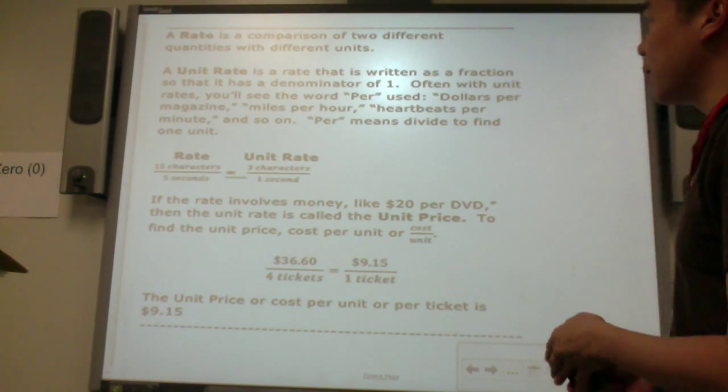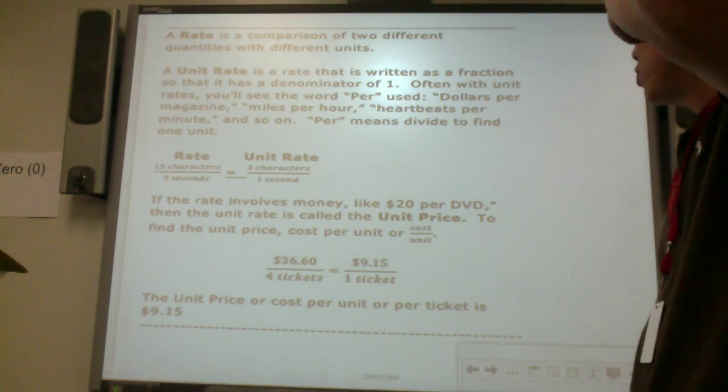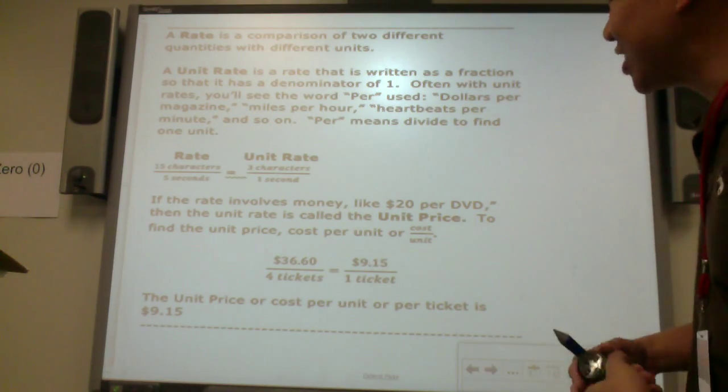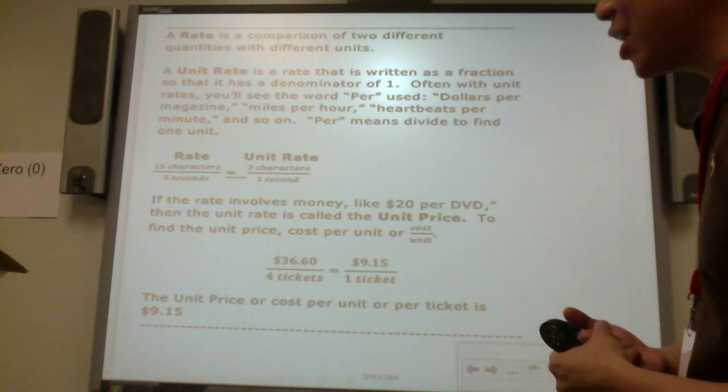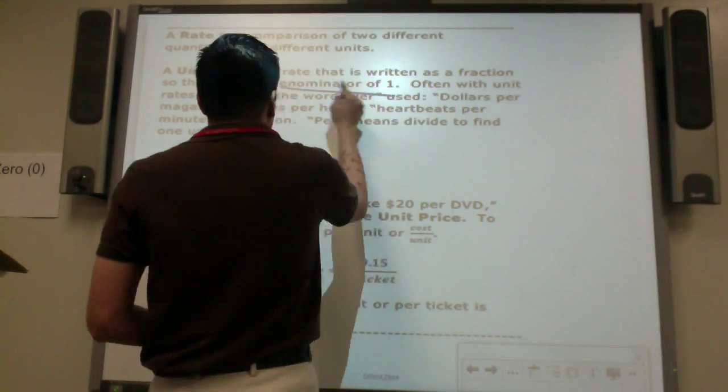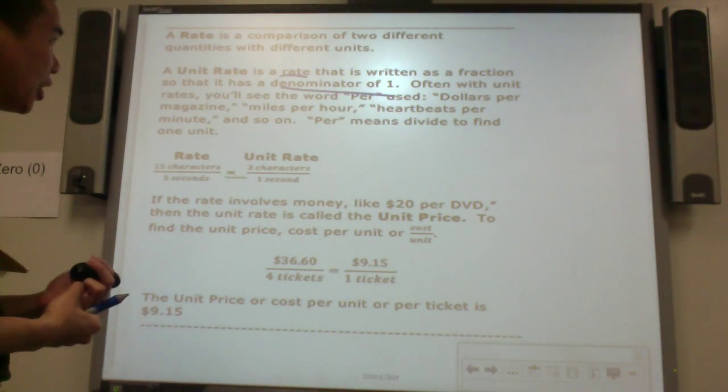All right, a rate is a comparison of two different quantities with different units. We're going to be focusing on unit rate. A unit rate is a rate that is written as a fraction so that it has a denominator of 1. That's very important. It is a rate that has a denominator of 1.